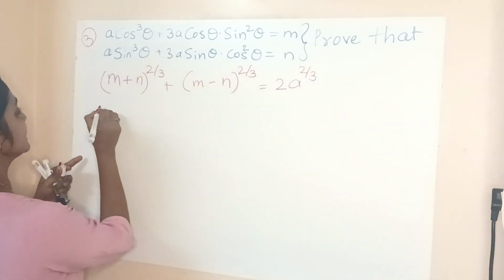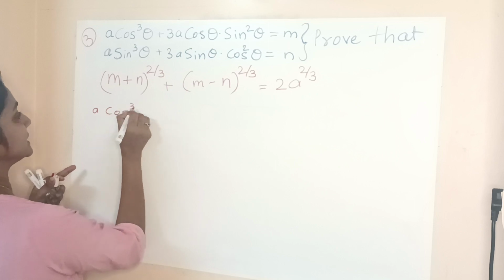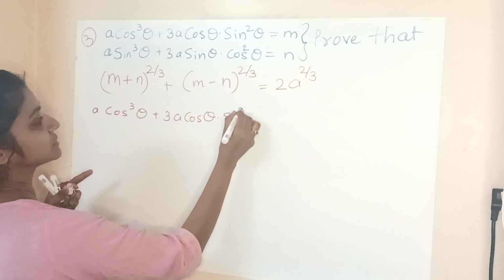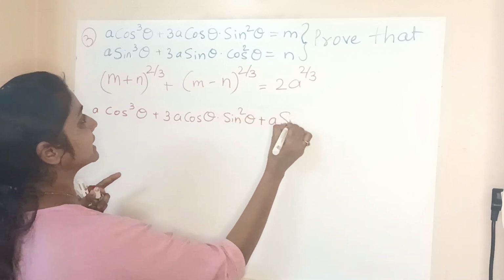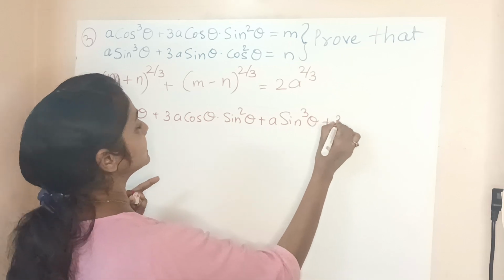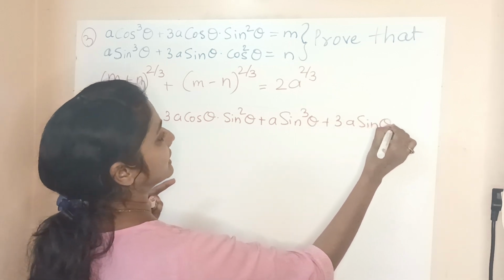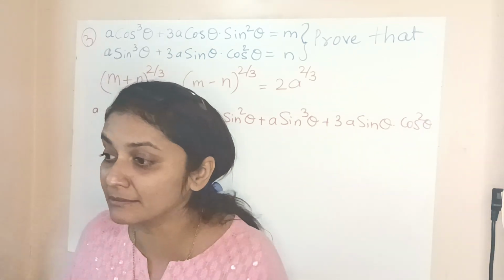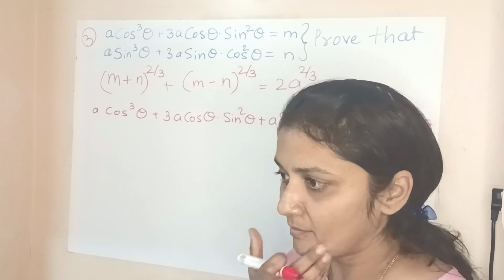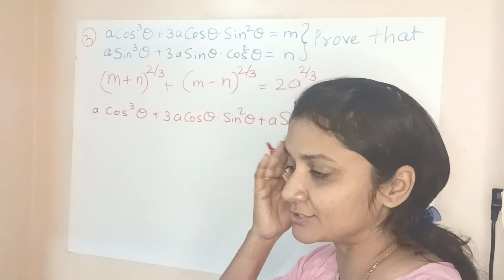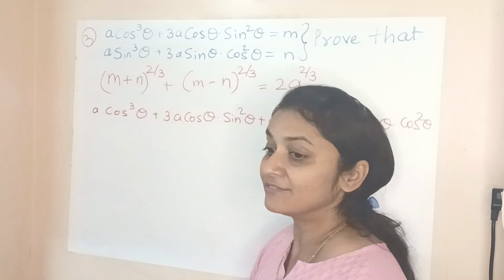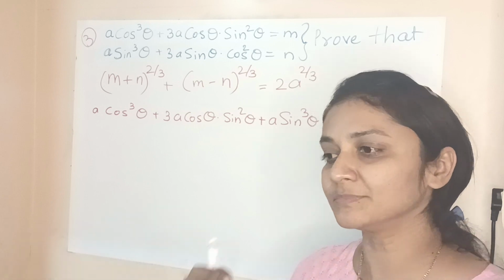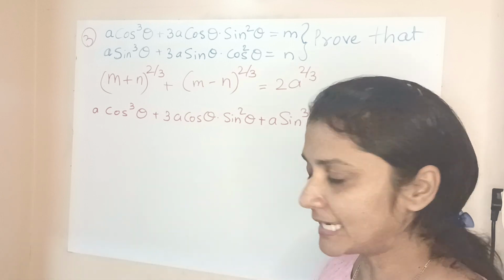Tell me. Anyone here? A cos cube theta plus 3a cos theta into sin square theta plus a sin cube theta plus 3a sin theta into cos square theta. Right? This is my m plus n. Minimum you do this much. Yes, you will get marks. At least you use the logic. You understood the clue which was hidden in the question itself. Please minimum do this much. After that, maximum do the whole sum. I'll explain. Done?